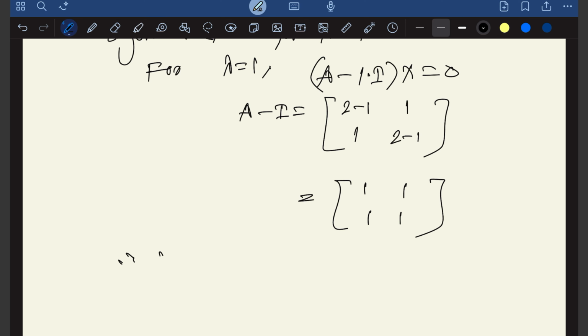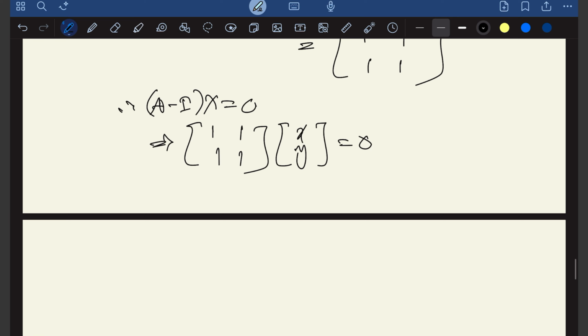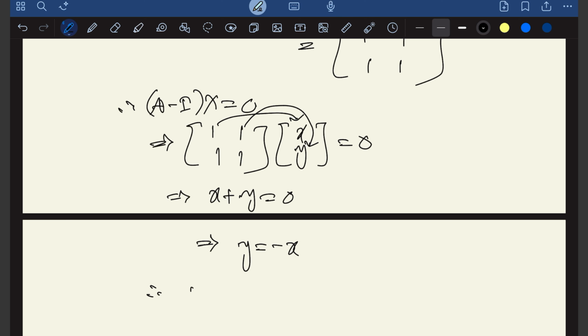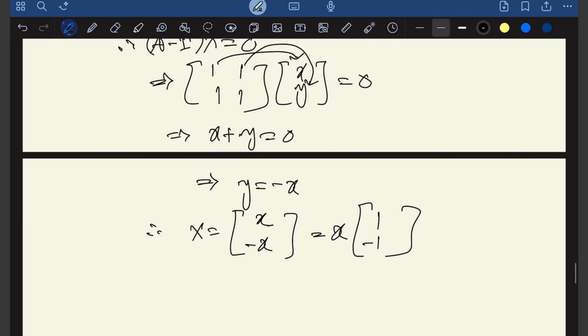Therefore A minus I into x equal to 0 means 1 1 1 1 into x comma y equal to 0. Again row 1 and row 2 are dependent, so only one is enough. Similarly, this multiplied to this and this multiplied to this, I am getting x plus y equal to 0. So y equal to minus x. So the eigenvector x is x, y, which means x, minus x. If I take x common, then 1 minus 1. So I am getting the eigenvector 1 minus 1.